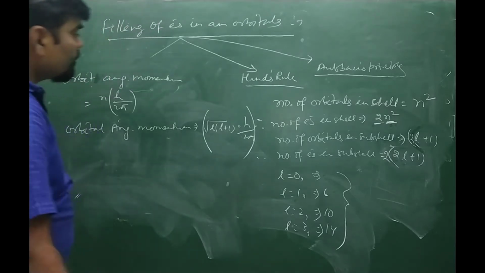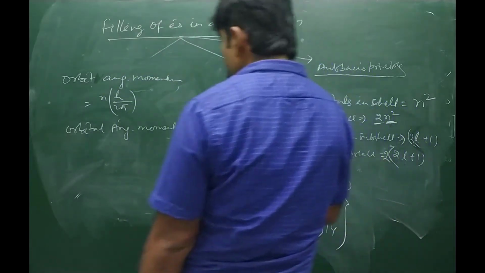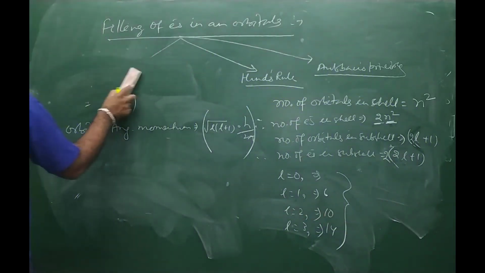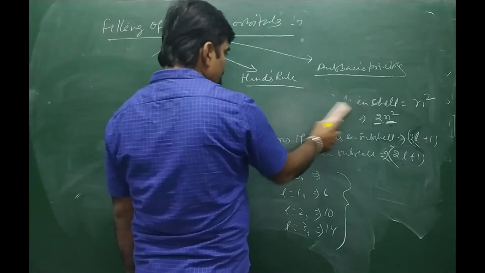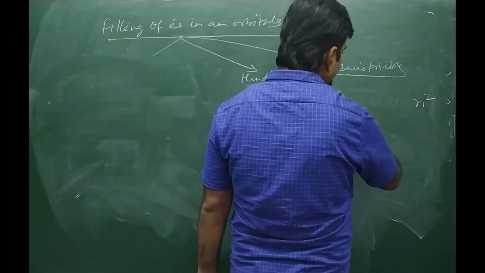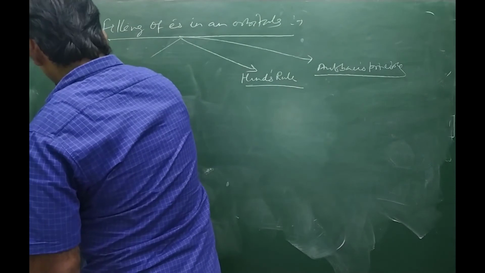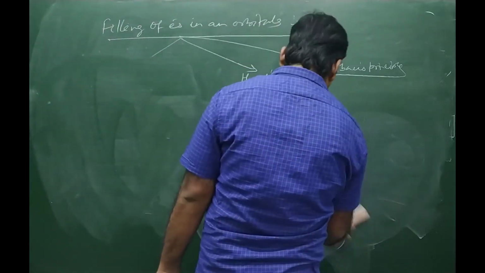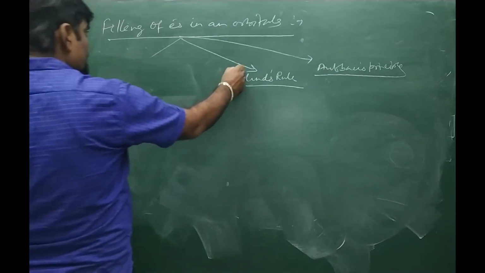This is about Pauli's exclusion principle. Pauli's exclusion principle states that no 2 electrons in an orbital can have the same set of all 4 quantum numbers. Electrons must be paired in anti-parallel directions. That is, if one electron is given clockwise, the pairing must be done in an anti-clockwise manner. Next is Hund's rule.